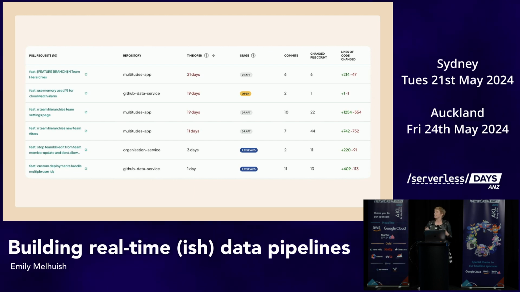How long has it been open, what state is it in, and some additional metadata. So yeah, how can we deliver this to customers in a way that is up to date so that it actually reflects what your current teams are doing?